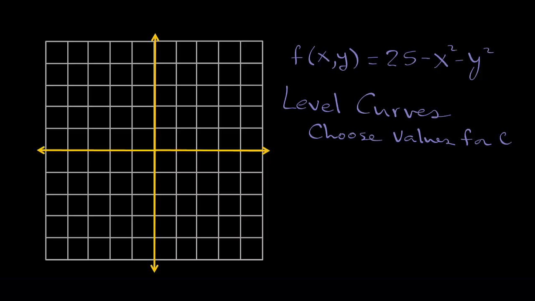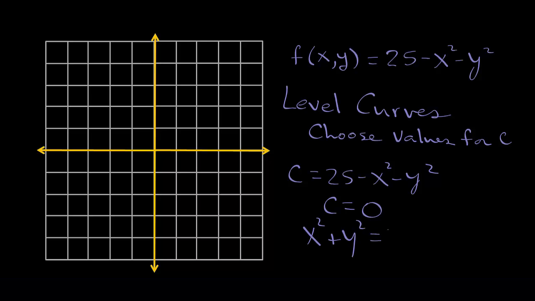In other words, I'm going to look at different outputs that we can have for this f of x, y. So I'm going to say c is equal to 25 minus x squared minus y squared. Let's suppose we do that, and let's suppose I start off saying z equals 0. Well, if z equals 0, then what we have is x squared plus y squared is equal to 25, right? Definitely. I have that.